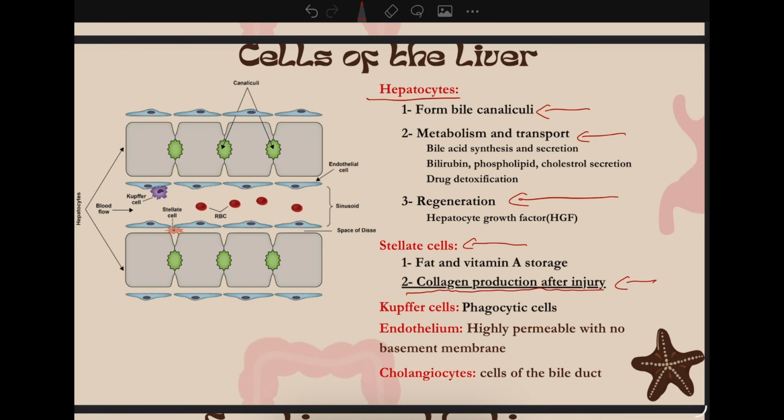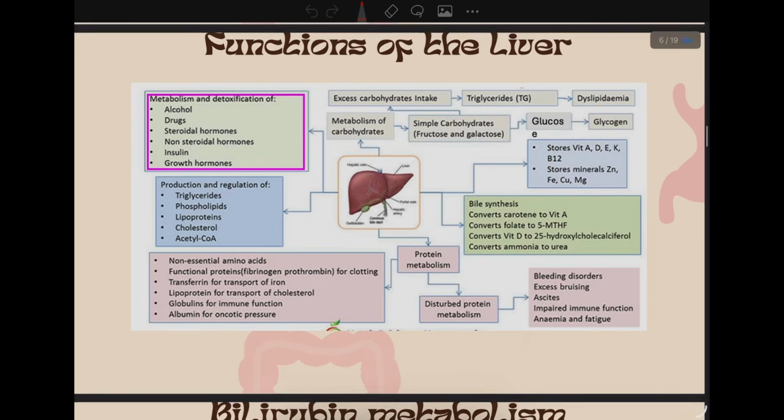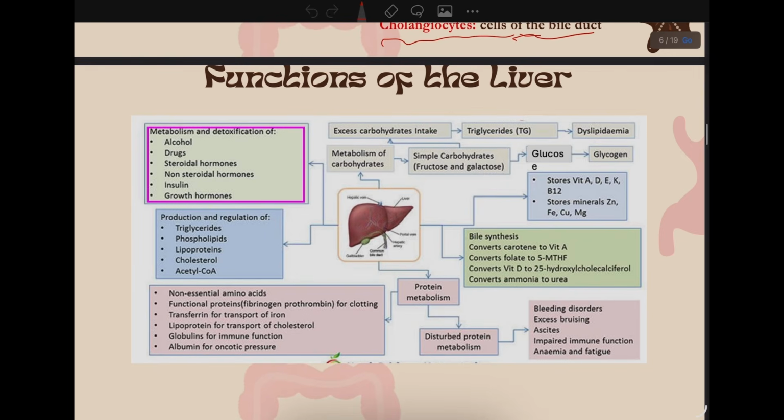Now, for Kupffer cells, as we said, they are the phagocytes of the liver. We have our endothelium cells, which are sinusoidal, so they are very permeable. And we have our cholangiocytes that we have talked about before, which are cells that form the bile duct, basically. Now, for these functions of the liver, you don't need to memorize them or anything. Just know that it participates in metabolism of a lot of things, and we will talk about a few things now.